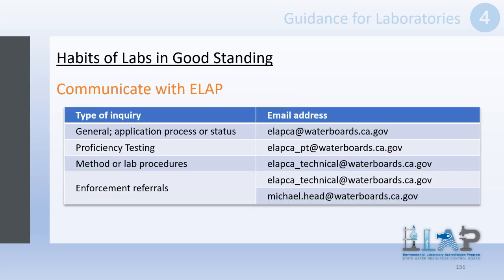Next. All right, and the final habit I wanted to cover was communicating with ELAP. They talked about this a little bit in the previous presentation, but if you have general questions or application process questions, you can reach out to the general inbox, ELAP CA box. PTs have their own inbox. If you have method or lab procedure issues, you can send them to technical. And enforcement referrals, you can also send to technical, or you can email me directly.